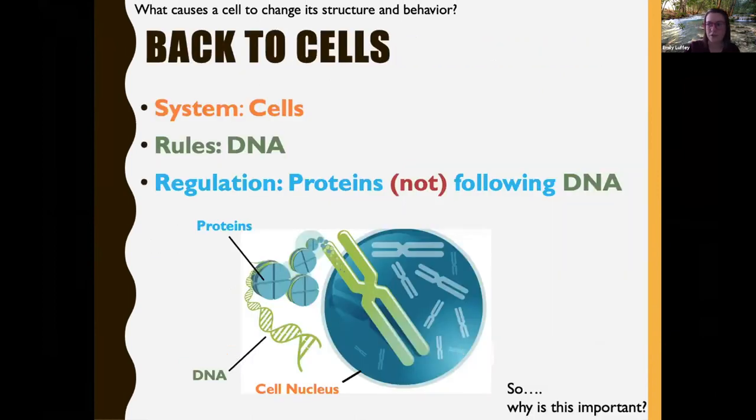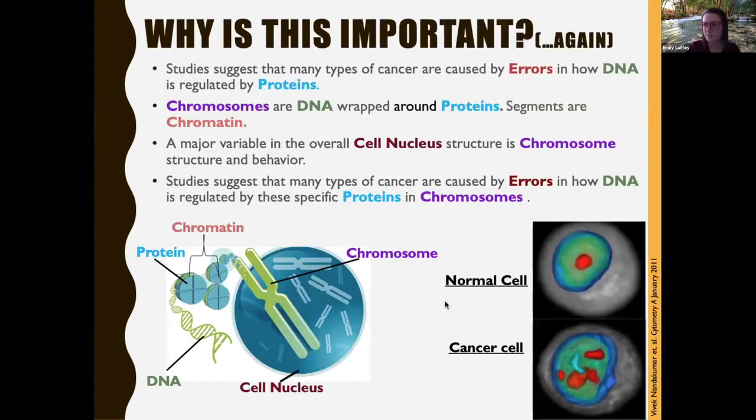So back to our question, what causes a cell to change its structure and behavior? In this situation, the system is cells, the rules are DNA, and the regulation is proteins, in this case, not following the DNA. So again, why is this important? Studies suggest that many types of cancer are caused by these errors in how DNA is regulated by proteins.